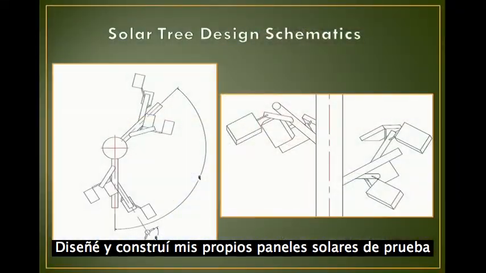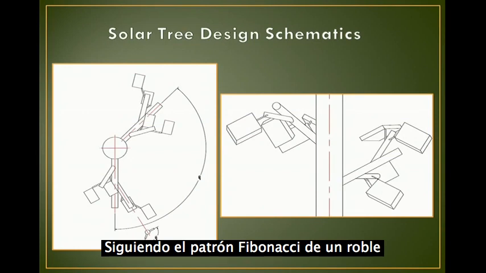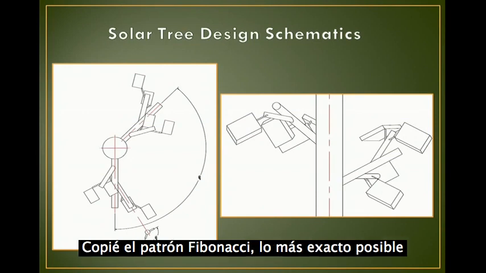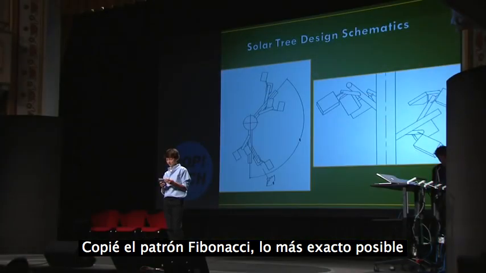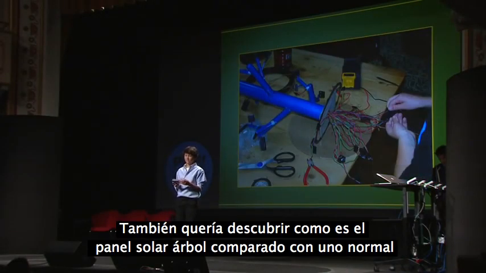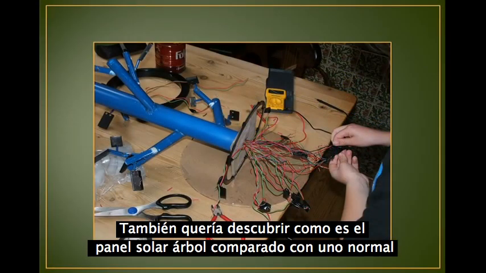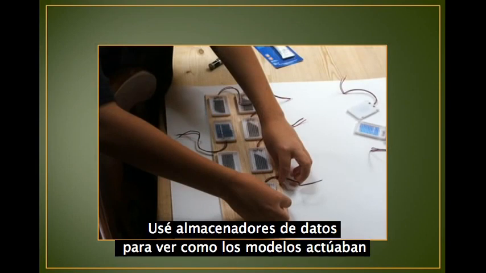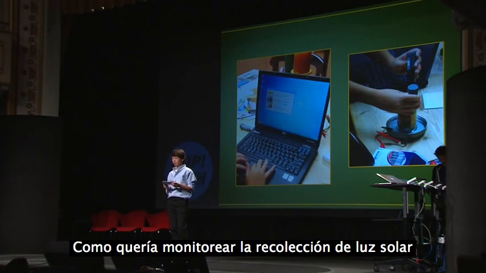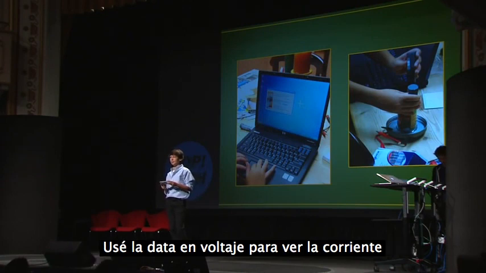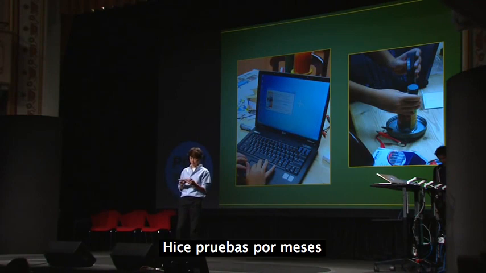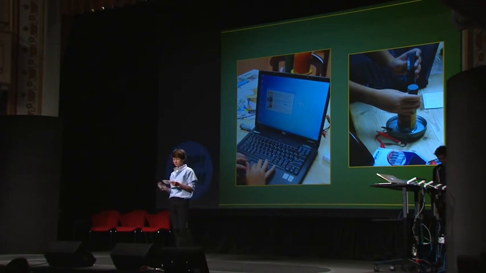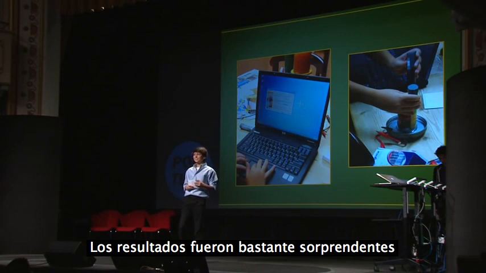To answer this question, I designed and built my own solar panel test models, following the Fibonacci pattern of an oak tree. I copied the Fibonacci pattern as closely as possible. I also wanted to discover how the tree design compared to common solar panel designs, so I constructed a flat panel array. I used data loggers in the computer to record how the models were doing. Since I wanted to monitor the collection of sunlight, I collected data on voltage, but I also checked for current. I ran my tests for several months. The results were really surprising.